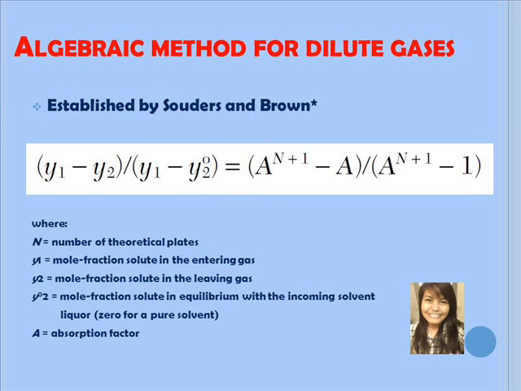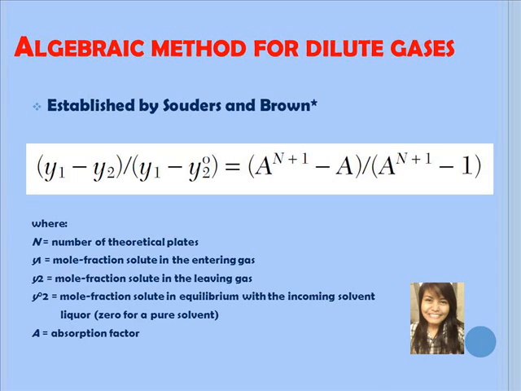So, algebraic method for dilute gases. By assuming that the equilibrium and operating lines are straight and that the heat effects are negligible, Souders and Brown established an equation for computing the composition of the exit gas as a function of the number of theoretical stages. And this equation is (y1 minus y2) all over (y1 minus y02) is equal to (A raised to n plus 1 minus A) all over (A raised to n plus 1 minus 1).